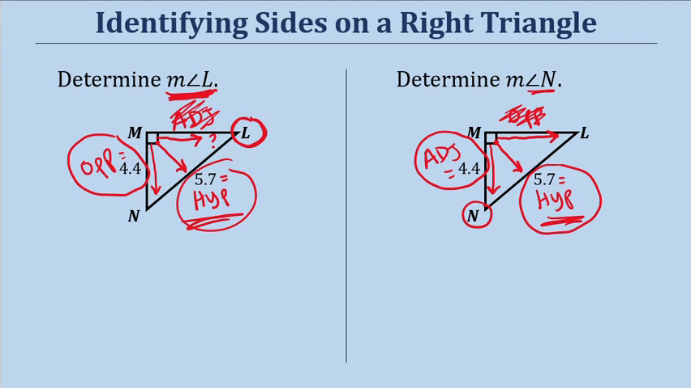If I change from angle L to angle N, then my opposite and my adjacent switch places. So whenever you switch between those two angles, you switch which side is the opposite and which side is the adjacent, which will affect how you solve your trigonometry, your inverse trigonometry, and your special triangles.